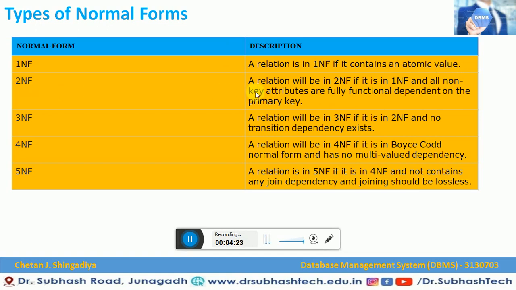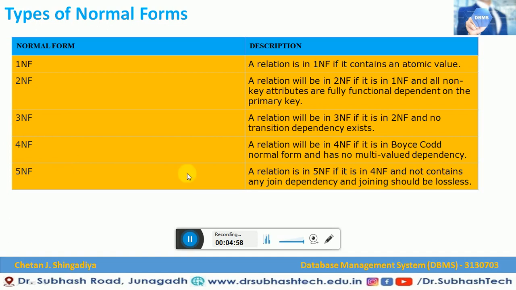What is second normal form? A relation will be in second normal form if it is in first normal form, and all non-key attributes, that means the attributes other than the primary key, are fully functionally dependent on the primary key. Then we can call it second normal form. Then third normal form: a relation is in third normal form if it is in second NF and no transitive dependency exists. That we can call third normal form.